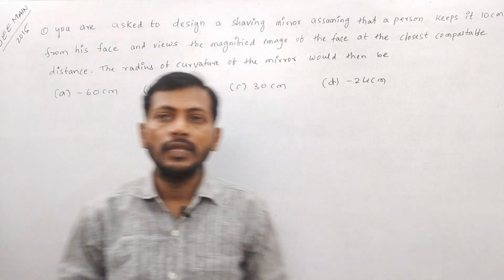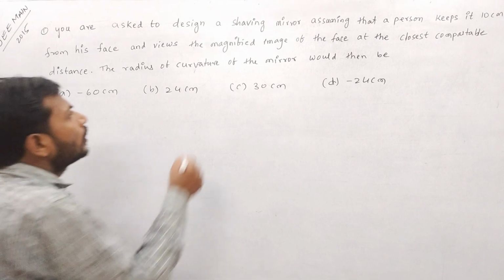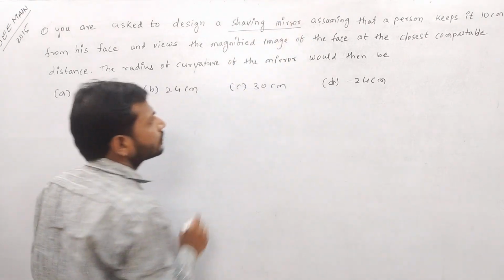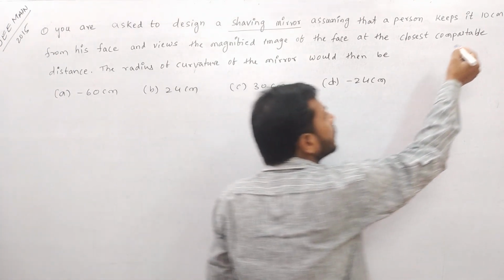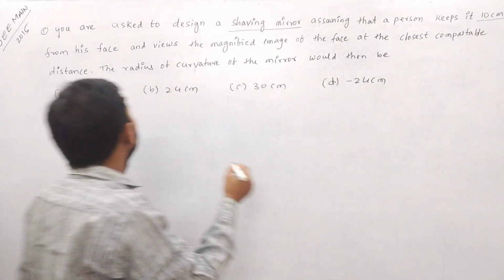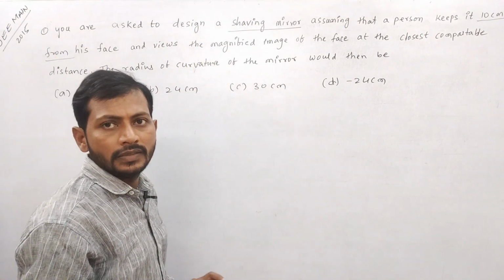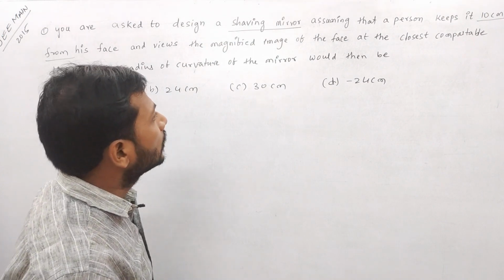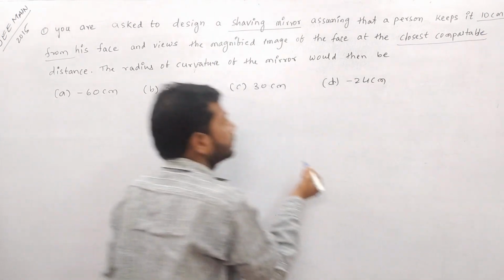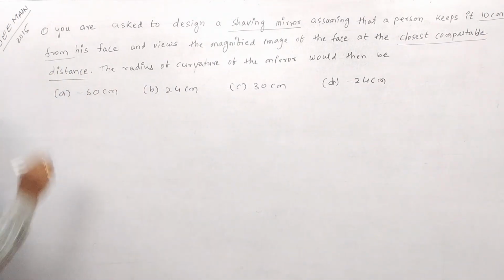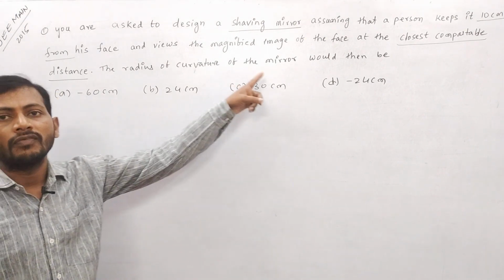Here, three things are given to us. First, we have to design the shaving mirror. Second, the person's distance from the mirror is 10 centimeter. Third, you want to see the magnified image, meaning a virtual image is required, at the closest comfortable distance. This is the position of the image. With these three pieces of information, we have to find the radius of curvature.